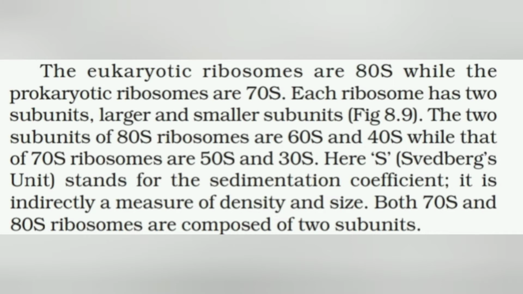The eukaryotic ribosomes are 80S while the prokaryotic ribosomes are 70S. Each ribosome has two subunits, larger and smaller. The two subunits of 80S are 60 and 40 while of 70S are 50 and 30. Listen, how to remember these units. Every time you have to minus 20. If ribosome is 80S, then 80 minus 20 is 60, 60 minus 20 is 40.